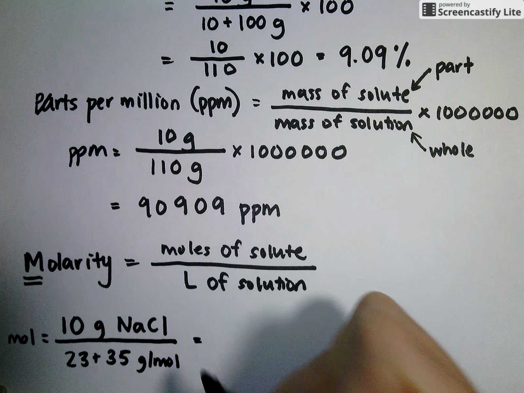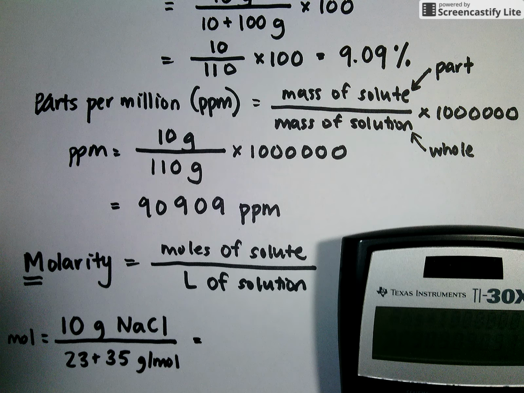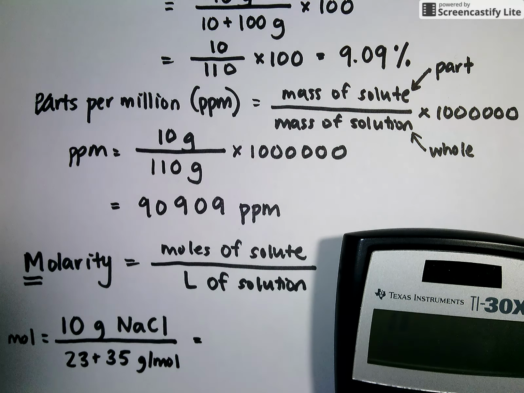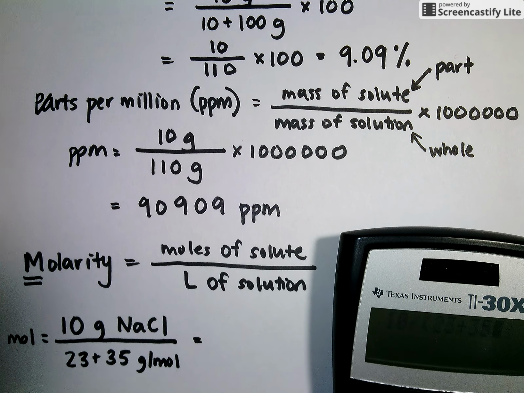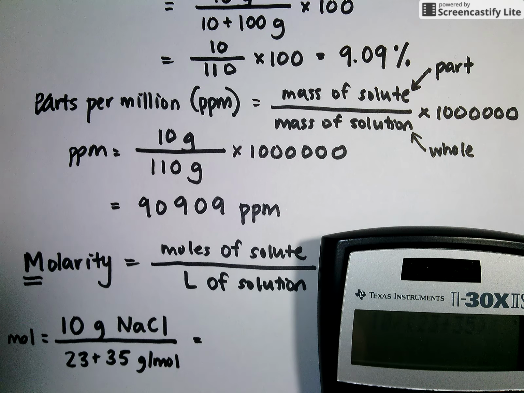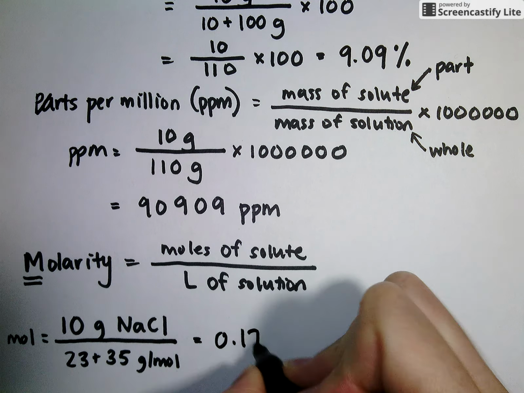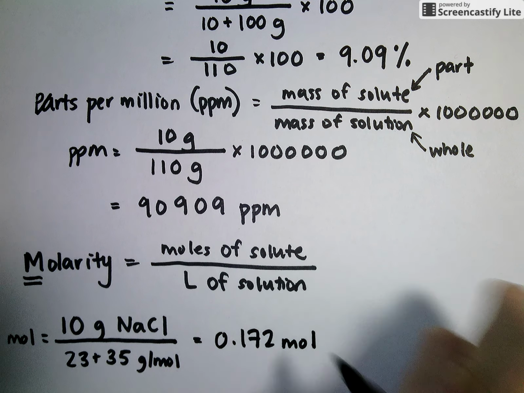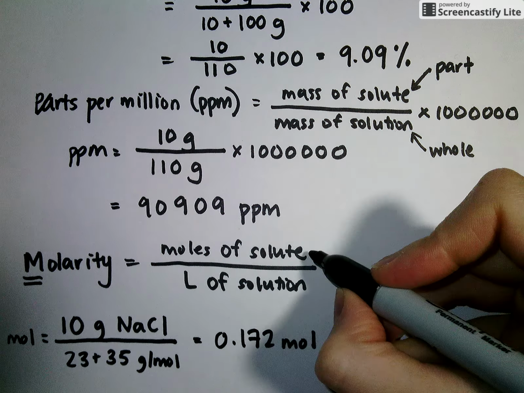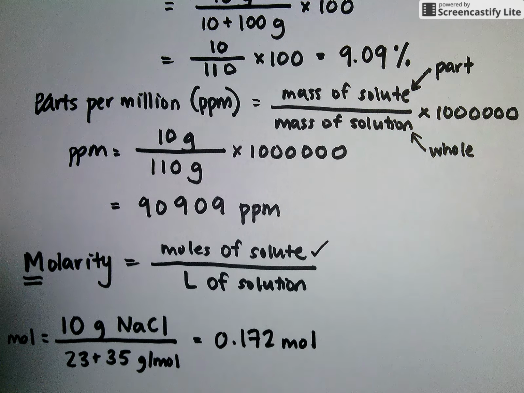And now you can just let your calculator do the work to convert that number into moles. So 10 divided by 23 plus 35. Be careful with parentheses if you're doing this on your own calculator. That gives me 0.172 moles. So now we have this component of our molarity equation.